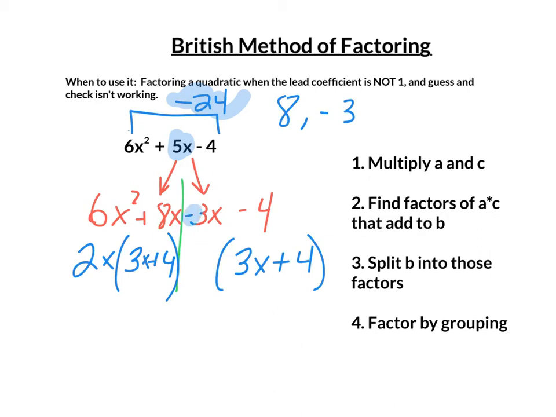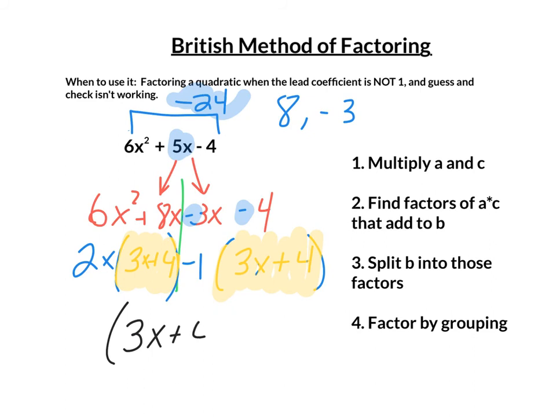Up here, I have negative 3x minus 4. So my best bet here is going to be to factor out a negative 1. What I'm hoping you notice at this point is that in my parenthesis here, I have 3x plus 4. And in my parenthesis here, I have 3x plus 4. To finish our factoring, we're going to factor out a 3x plus 4 and multiply it times 2x minus 1.